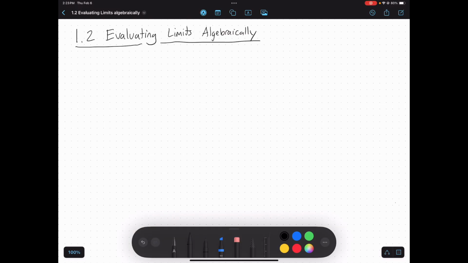Okay, welcome to our concepts video for section 1.2, where we're going to be talking about evaluating limits algebraically. Well, what does that mean? That really just means we're going to try and evaluate limits without having to rely on a graph, because that's mostly how we looked at it yesterday.